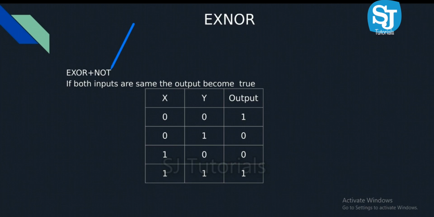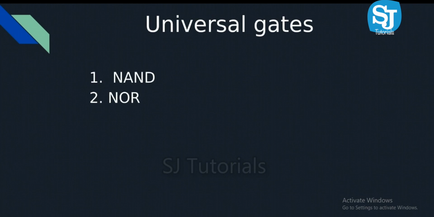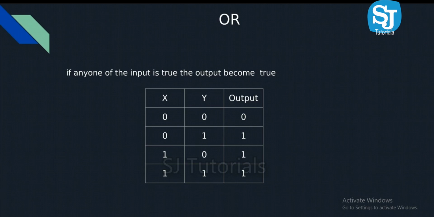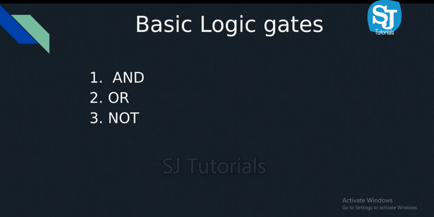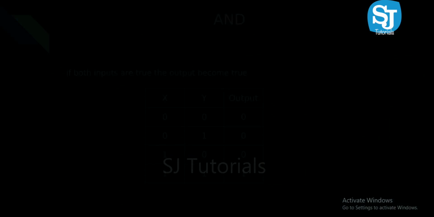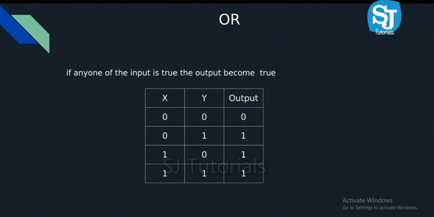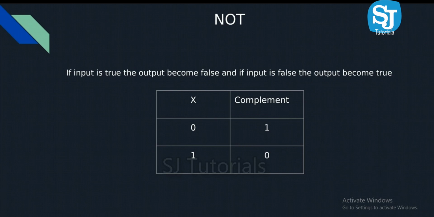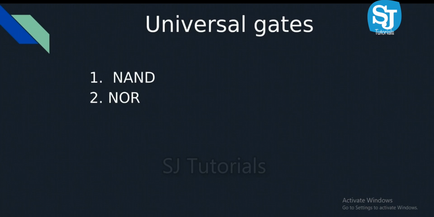So again we explain these contents. First of all, we discuss the AND gate. AND gate means both inputs are high, the output becomes high, otherwise false. In the OR gate, both inputs are false, the output becomes false, otherwise the output becomes high. In the NOT gate, input is 0, the output becomes 1. Input is 1, the output becomes 0.